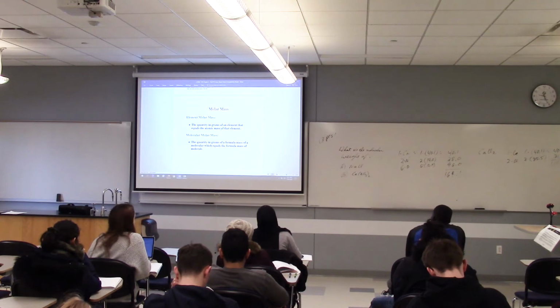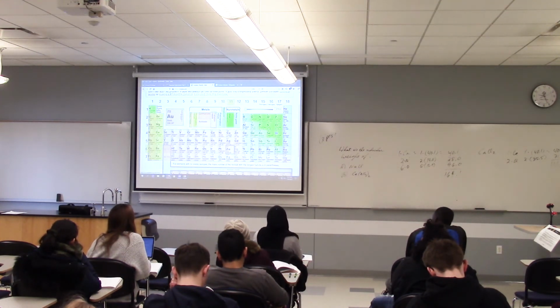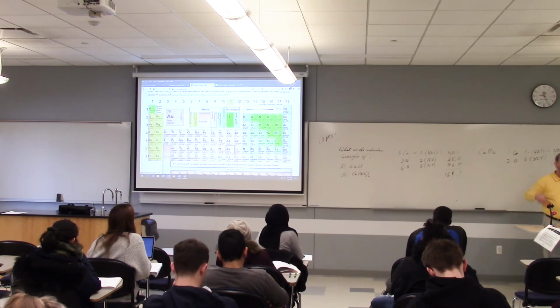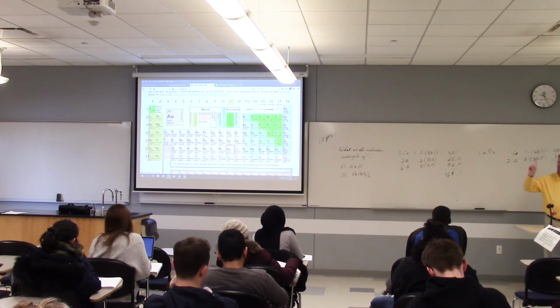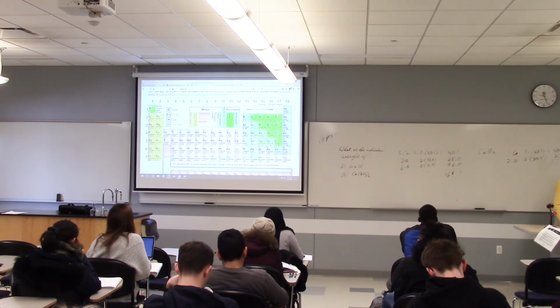197 is the atomic weight. So 1 mole of gold in grams. Let me bring up the periodic table. One mole of gold would be 197 grams. So the atomic weight equals the number of grams 1 mole of that element equals. And we'll be going through a lot of this.